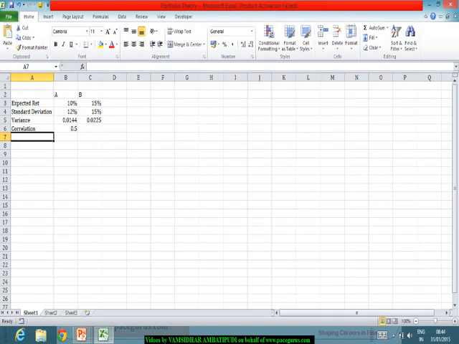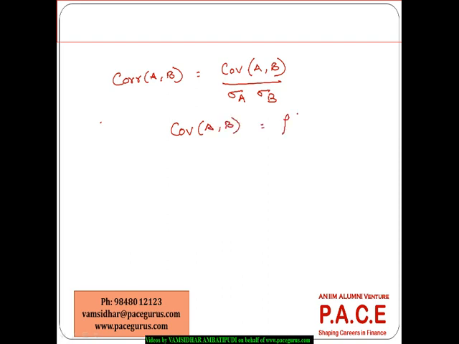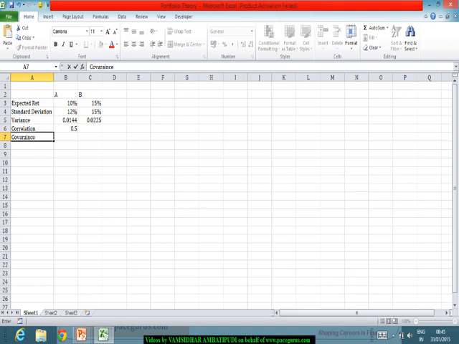And now we know the relationship that the correlation between A and B is the same as the covariance between A and B divided by the standard deviation of A times the standard deviation of B. So from here I can arrive at the covariance between A and B as the correlation between A and B multiplied by the standard deviation of A times the standard deviation of B. So the same logic I'll use here to compute the covariance between the two securities A and B. So I'll take it as correlation multiplied by the standard deviation of A multiplied by the standard deviation of B. So this works out to be the covariance.